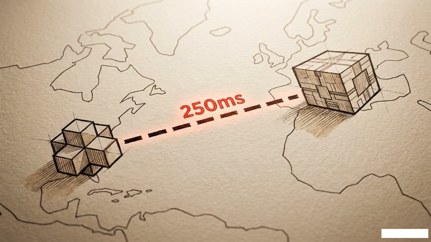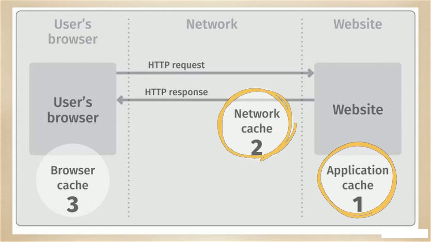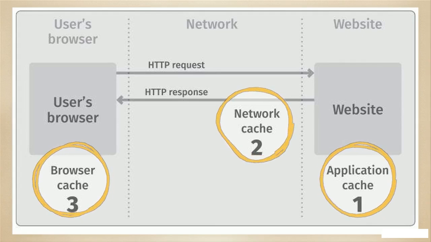Geographic distance between the user and the server introduces network latency. For this, we use a Content Delivery Network, or CDN. This diagram maps caching across network locations. Static assets are pushed from the main application out to edge servers globally. By leveraging an application cache, an intermediate network cache, and the local browser cache, content is held as close to the user as possible.